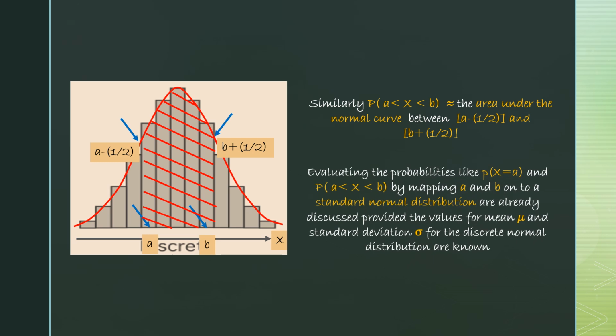Evaluating probabilities like the probability of X equals a and the probability of X greater than a and less than b by mapping a and b onto the standard normal distribution has already been discussed, provided the values for mean mu and standard deviation sigma for the discrete normal distribution are known.